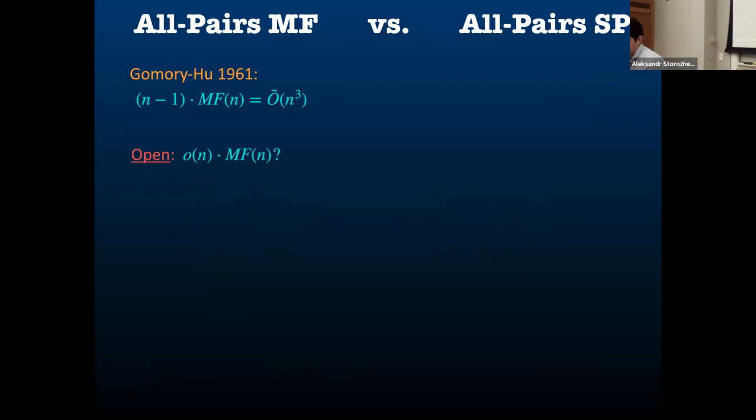And this has been open pretty much since their work. Can we get anything faster for computing the tree? Any little log of n times max flow, and nothing really happened for a long, long time.